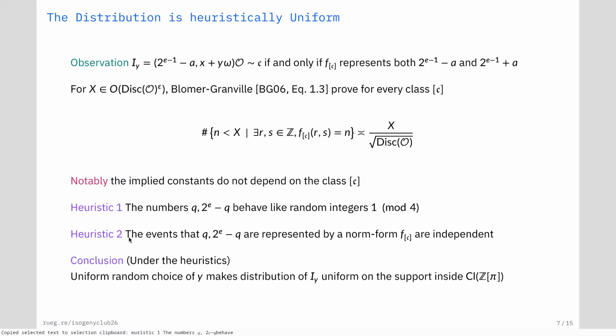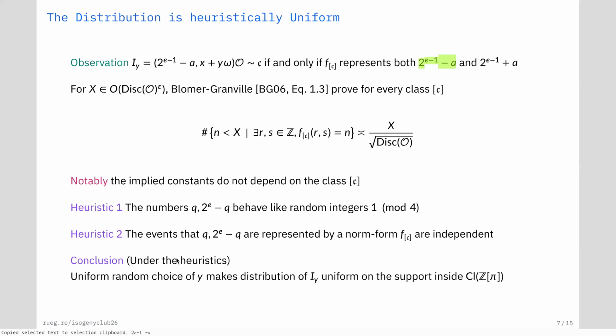And the second heuristic is that the events that one of these numbers is represented by the norm form corresponding to a given class are independent. Maybe that makes sense. If this class does not represent this integer, or does represent this integer, I don't see why it should represent this other integer any more or less based on whether it represents this one or not. At least that's what the heuristic is saying.